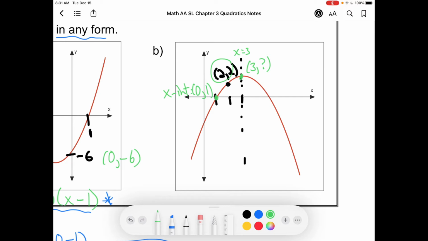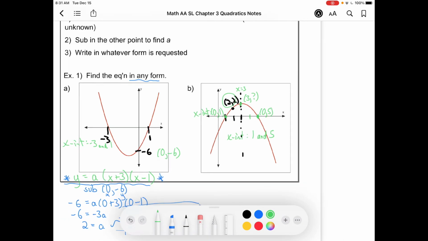We can use the symmetry of the graph to reason out that this point right here is 2 to the right of the axis of symmetry, that there is another x-intercept at (5, 0), because a parabola is going to be symmetrical about its axis of symmetry. So it looks like we know here that the x-intercepts are at 1 and 5. We should probably use factored form in that case.